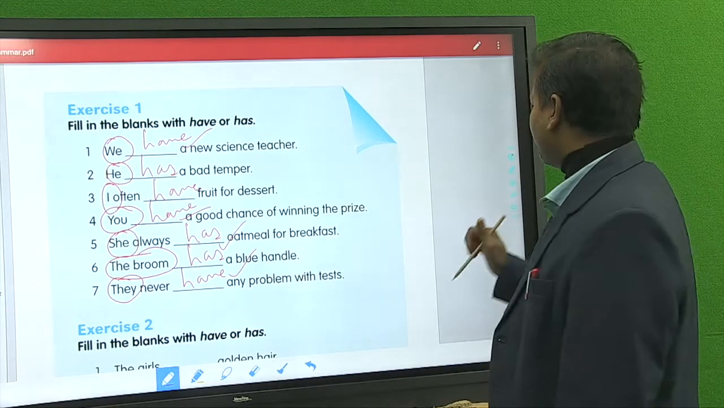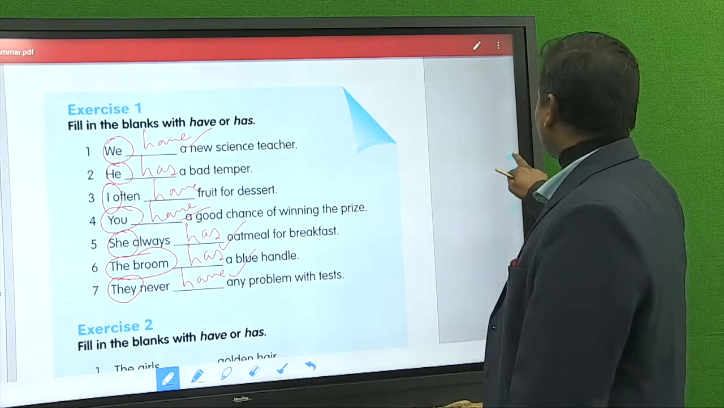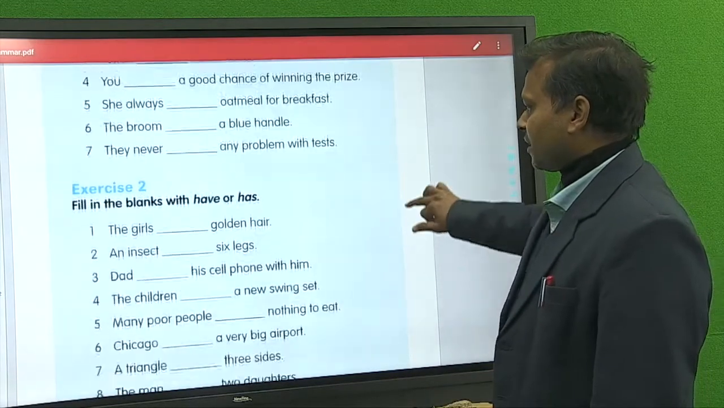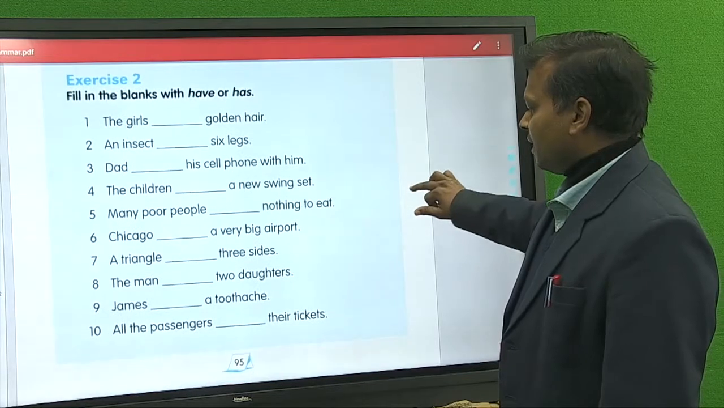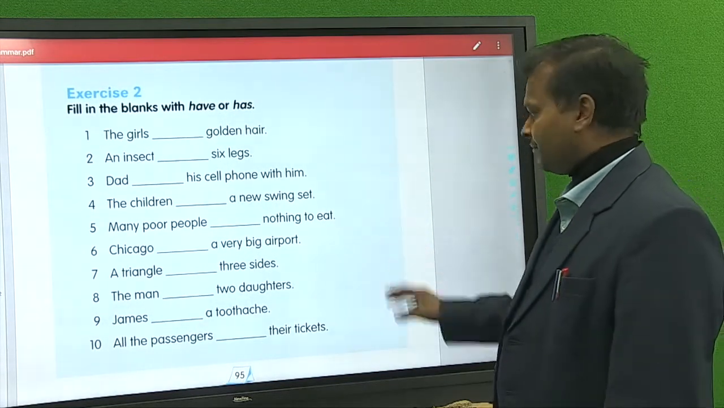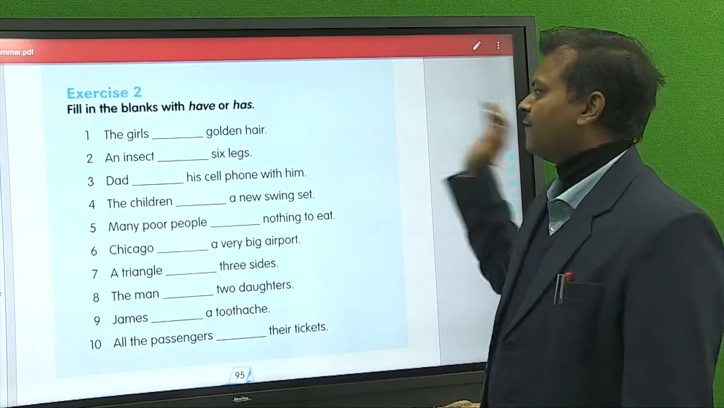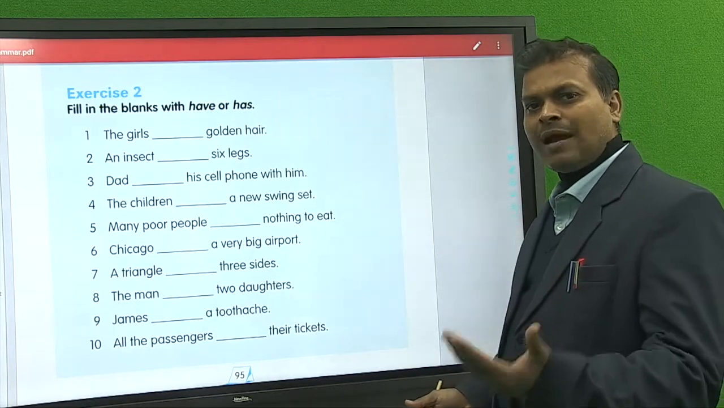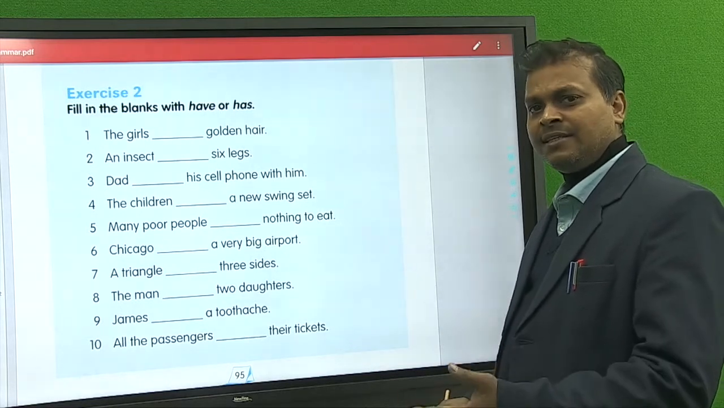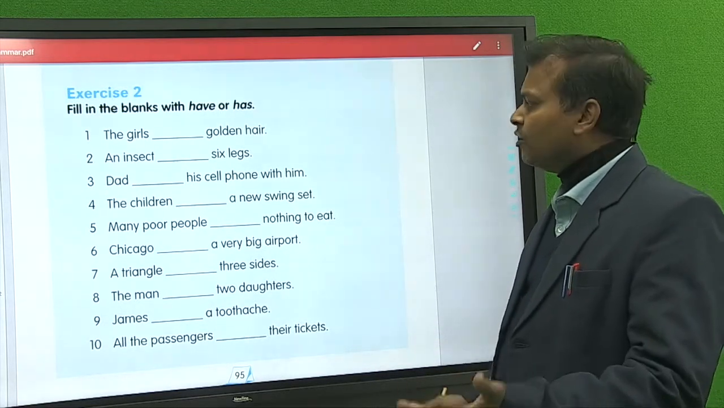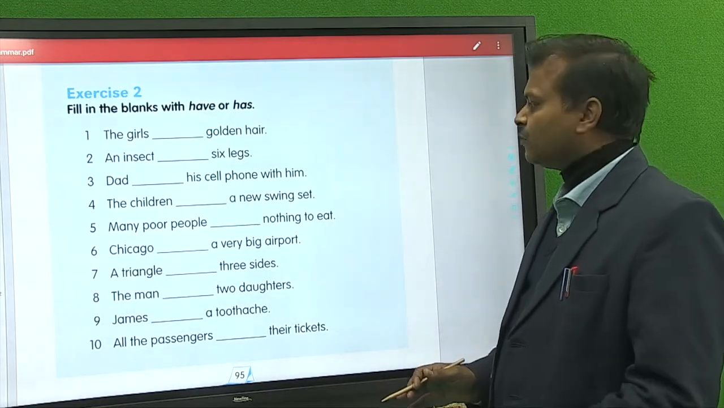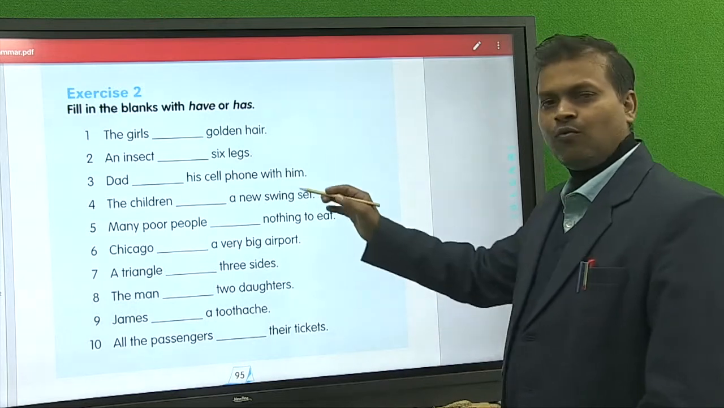So this is okay from my side. I hope you are learning. Now let us see next. Exercise number 2, and this is the last exercise for the use of has and have. Let us see, fill in the blanks with have or has. Again, the same things you have to apply: with third person singular number like he, she, it and any singular noun we use only has, right? And with the rest of the subjects we use have. Let us see and do one by one.